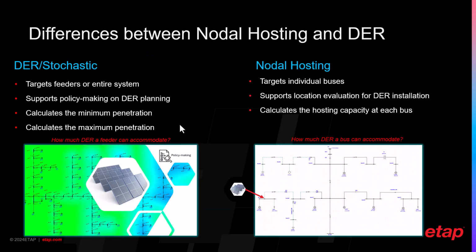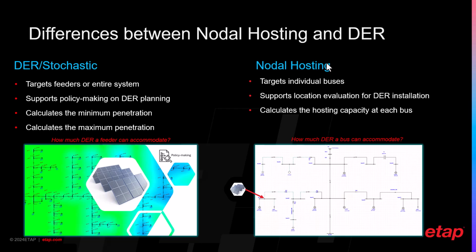Before I continue, I want to clarify a key difference between DER stochastic optimization and nodal hosting capacity, because they're both very similar in their approaches to calculating the minimum and maximum hosting capacities. The main difference is that DER stochastic optimization looks at the entire system, whereas nodal hosting targets an individual bus.